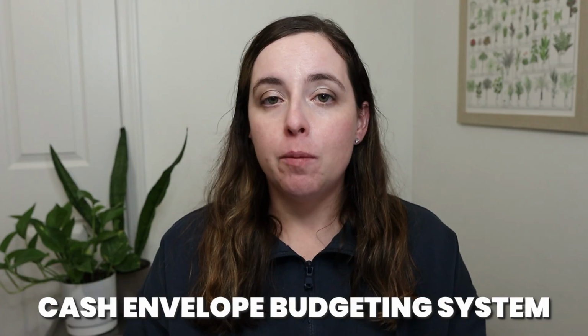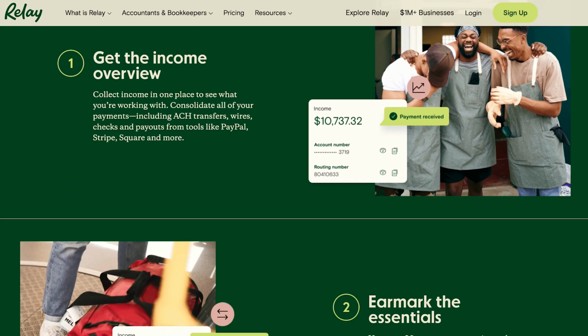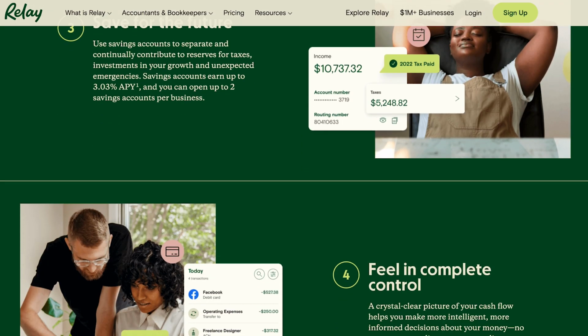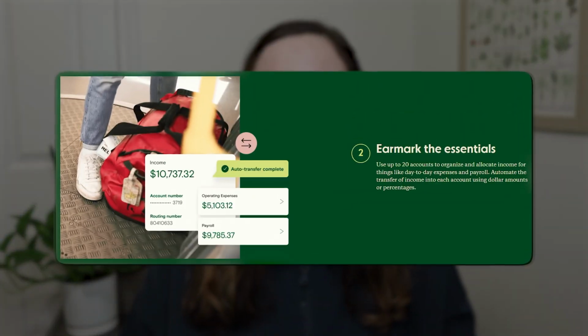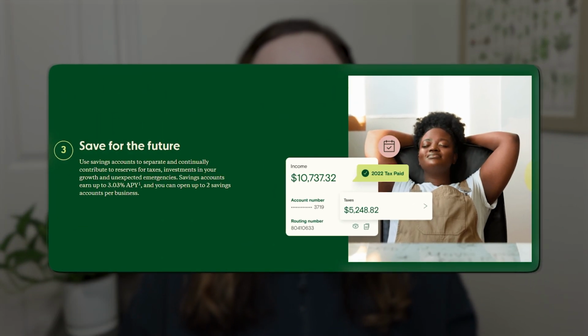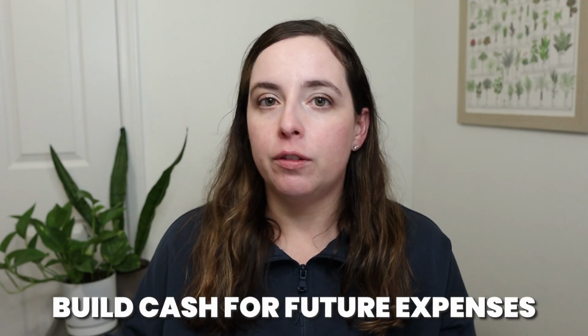Implementing this cash envelope budgeting system with your business is super simple with Relay. Relay is the fintech company that I use for my business banking needs, and they have made this envelope system digital and easy. The reason why Relay is my favorite business banking tool is because they let you set up this system easily, and they let you open up to 20 different checking accounts and up to 2 different savings accounts so that you can put money into savings and actually earn interest on that money for those different purposes as you're building up the cash you need for the future expense.